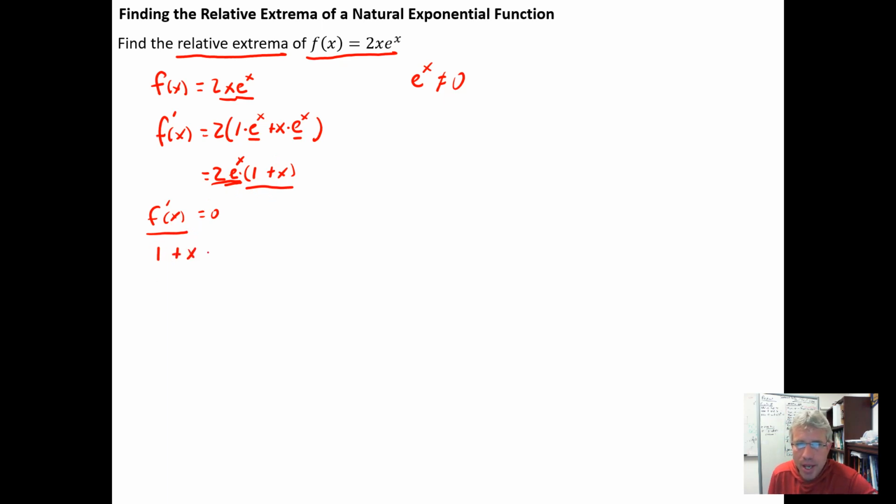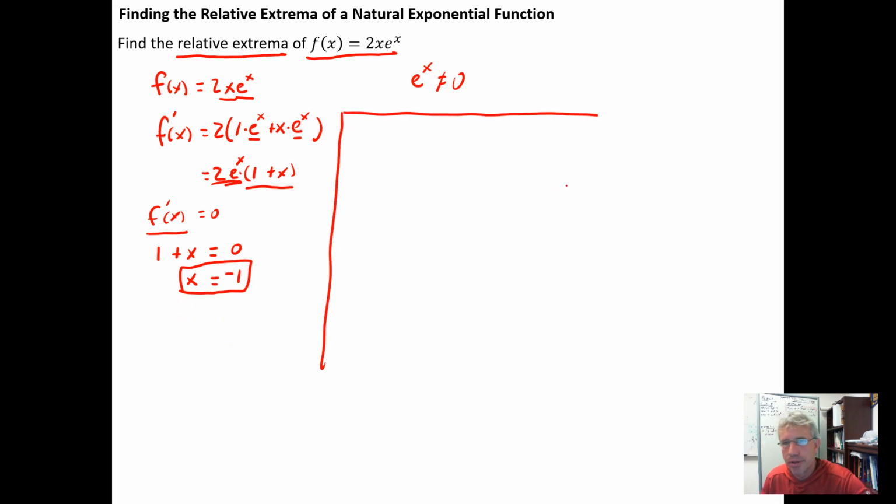So in this case, we just need to say, hey, when does 1 plus x equal 0? And of course, that happens when x equals -1. So x equals -1 is the potential x location of either a relative minimum or a relative maximum. What we need to determine next is whether it's a minimum or a max. So we can either apply the first derivative test, or we could apply the second derivative test to see what the concavity of the function is, and use concavity to make a determination as to whether we have a min or max.